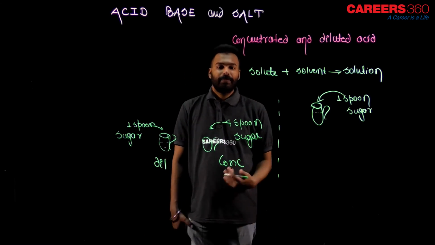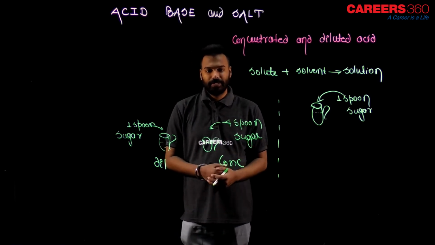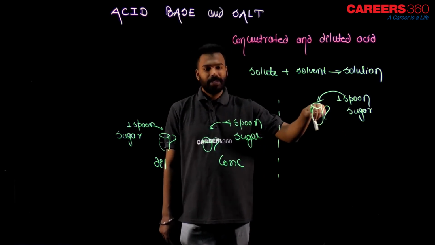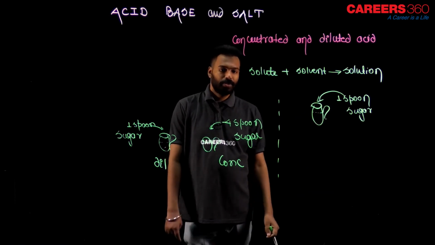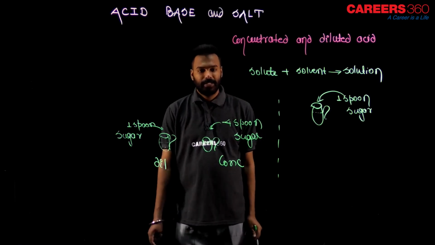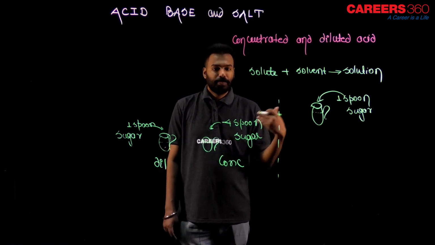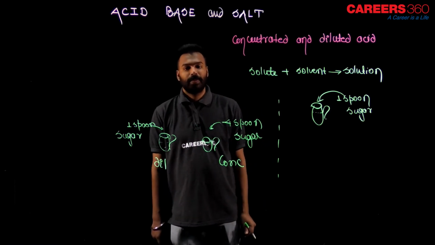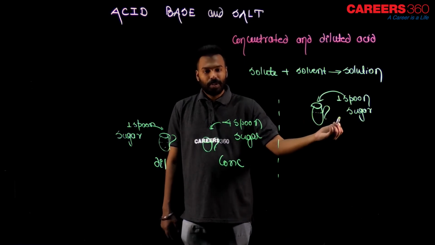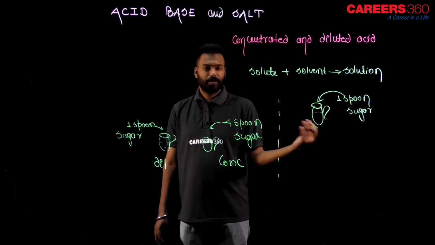But I don't like this much sweetness, so I want to decrease the sweetness. What will I do? I will add more water and dissolve it. Then the amount of sweetness, its strength of sweetness, will decrease. This process is called dilution. So, in the dilution process what do we do? We increase the amount of solvent as compared to the beginning. Understood what the process of dilution is?